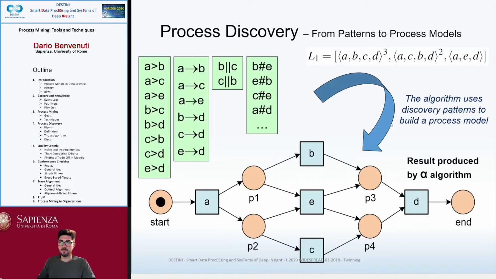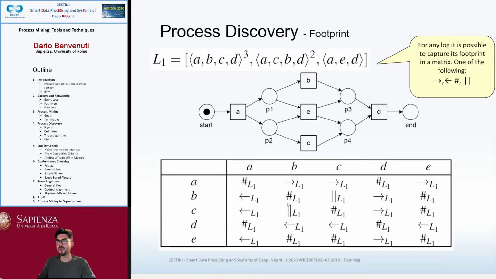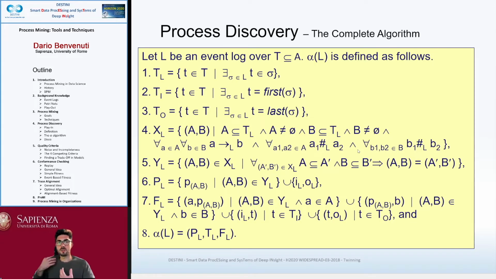And here is what the algorithm needs to do. Starting from a log, it needs to generate the ordering relations, and then those relations should be used to produce the Petri net, the model of the process. And to do so, the algorithm builds what is called the footprint of the log, which is basically a matrix in which each cell expresses the ordering relation between a particular element of the log and every other element that appears in the log. This matrix can be used in this way.